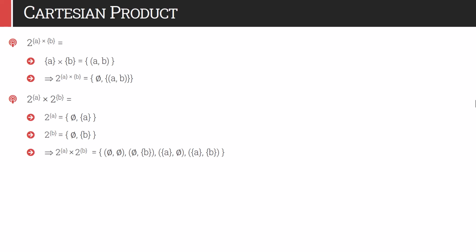Let us extend the concept. Compute the power set of A Cartesian product the power set of B. So first we need to compute the power set of A and B, and then we will take the Cartesian product between those two sets. Power set of A is phi and {a}, and power set of B is phi and {b}. As we can see, the power set of A and the power set of B both contain 2 elements, so the Cartesian product will contain 4 elements, where the first element will be from the power set of A and the second element would be from the power set of B. So that would be (phi, phi), (phi, b), (a, phi) and (a, b).